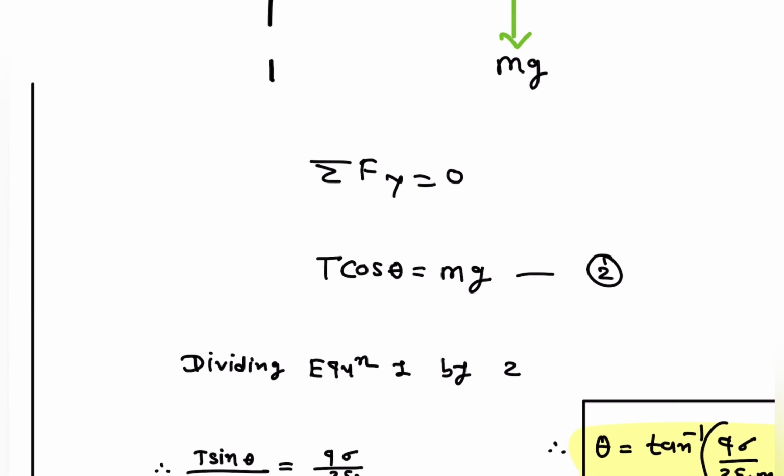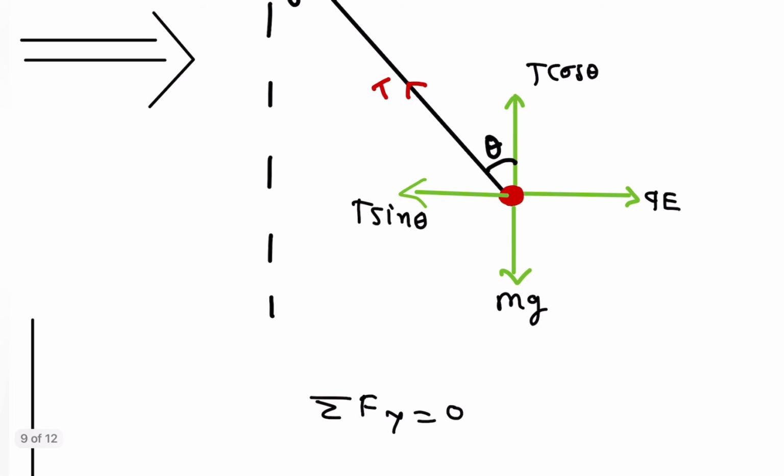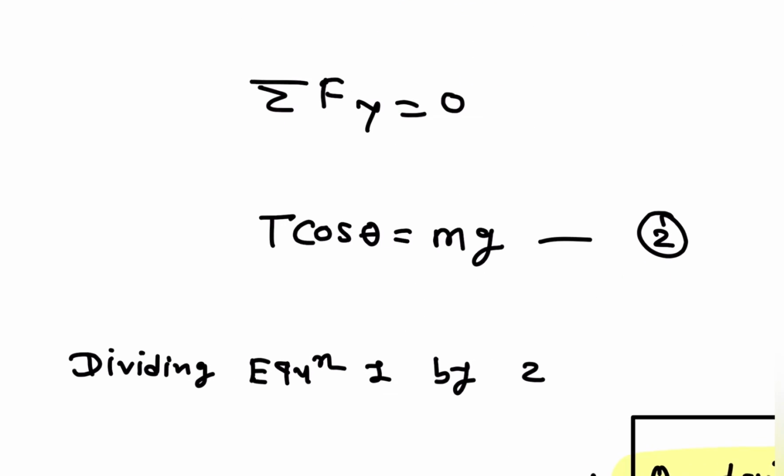Now the summation of vertical force is also equal to 0. So T cos theta is equal to mg. That is your vertical component T cos theta of tension, and it is equal to the weight force W equal to mg. So T cos theta is equal to mg.